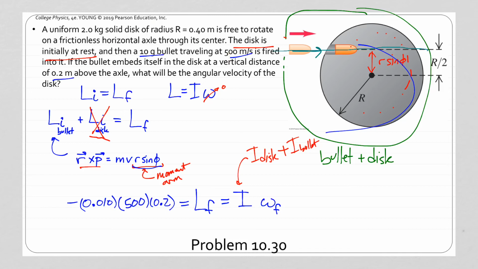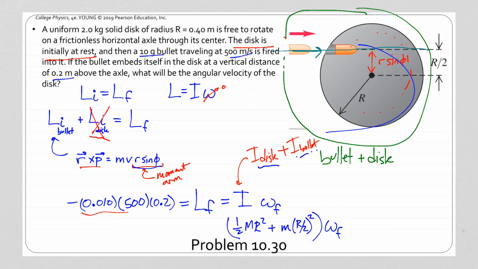This question isn't worded terribly well, but we're going to assume that the bullet is this distance r over 2 from the axis of rotation. Then what we have is the moment of inertia of the disk is 1/2 mr squared, where that's the mass of the disk. The moment of inertia of the bullet, we're going to treat that like a point particle. We're going to have the mass of the bullet times the distance that the bullet is from the axis of rotation squared. This whole thing is the moment of inertia times the final angular velocity.